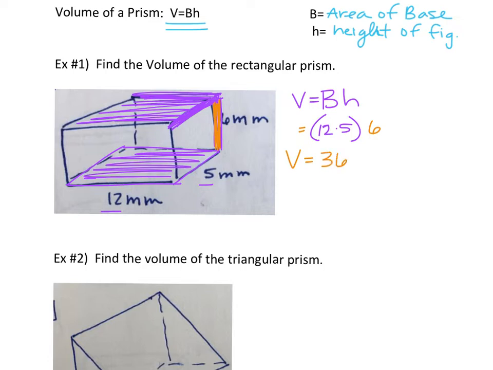When you plug that in, you can just plug it in as you see it. 12 times 5 times 6 is 360, and we were talking millimeters. And here's where you need to be a little bit careful. Volume is cubic. So make sure 360 cubic millimeters. Okay.